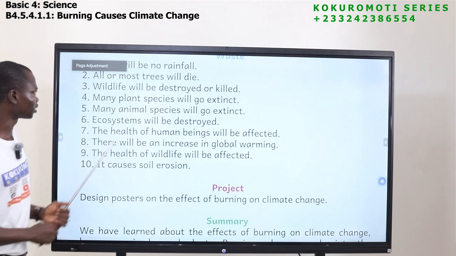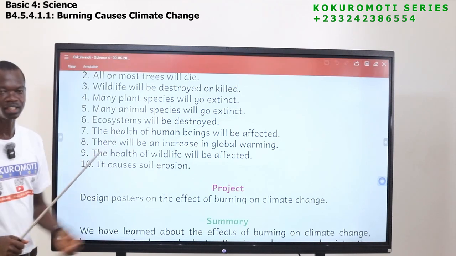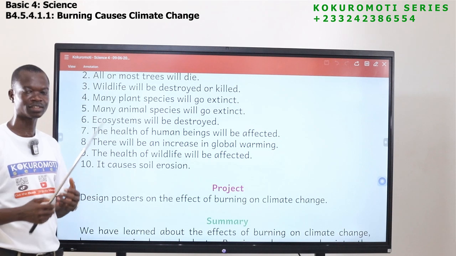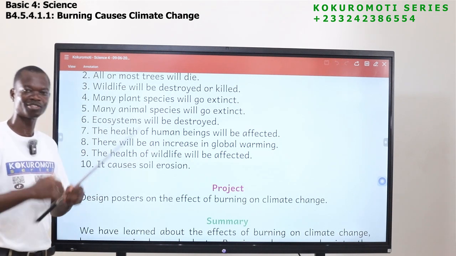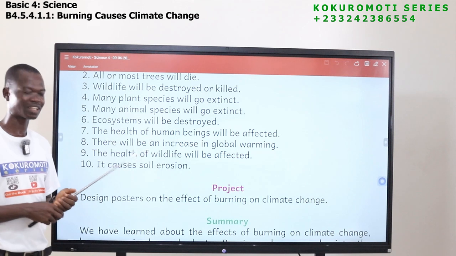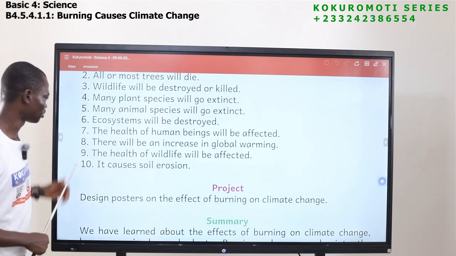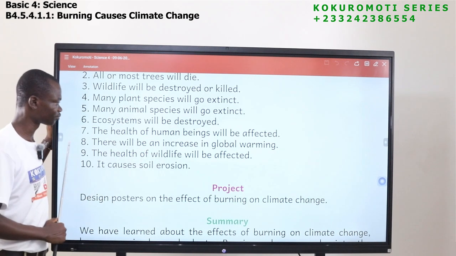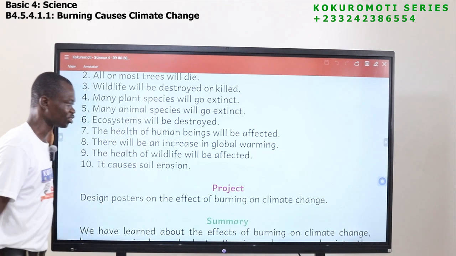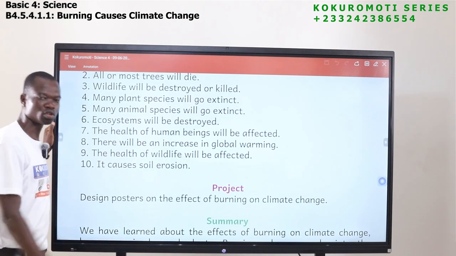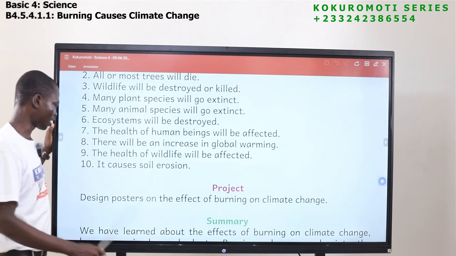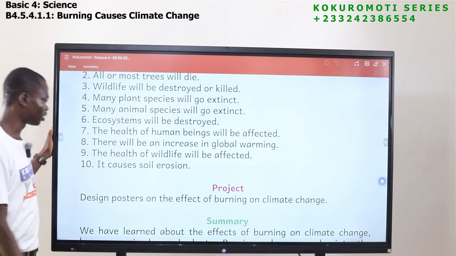So the average temperature on earth, if it keeps increasing, the temperature will be high. When you breathe, the air and other things will become warm. That is what we are referring to. The 9th one, the health of wildlife will be affected. So animals too, those who will not die, their health will be affected. And then the 10th one, there will be what?